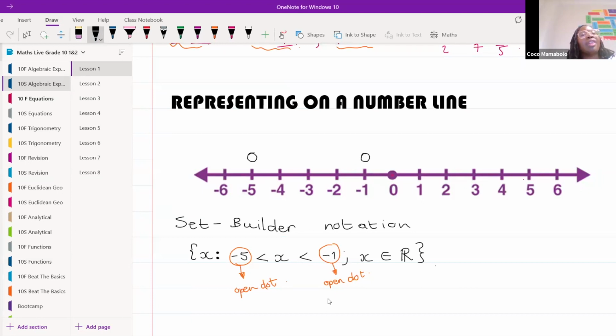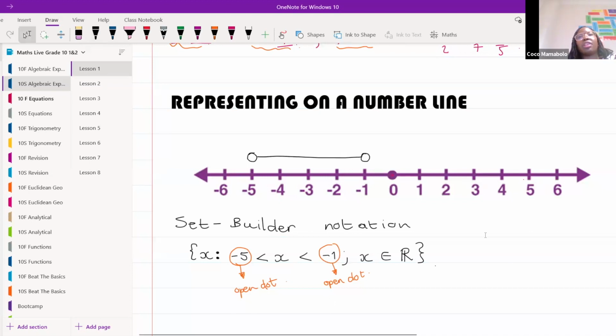Now, because it's real numbers, does it include everything in between here? Yes, it does. Correct, it does. So what we're going to do is draw a straight line like that. And that's how we do that.